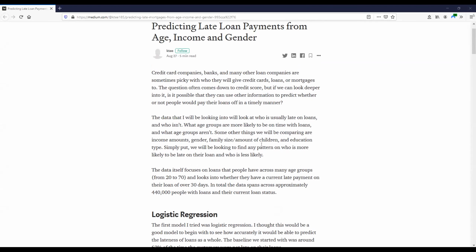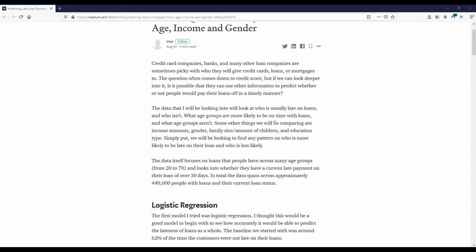Okay, so I'm looking at loans. I'm trying to see if it's possible to predict who is more likely to be late and who isn't. In this case, late people are pretty much 30 days or later on their loan, and the baseline for those that aren't late is around 62%.